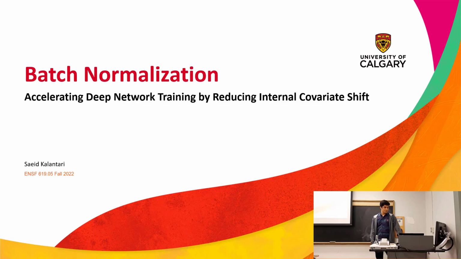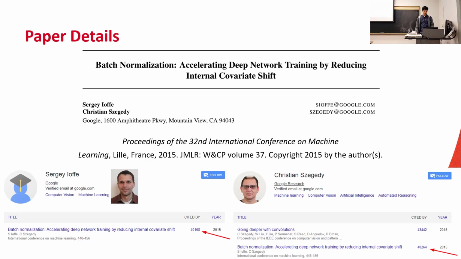Okay, so today's session is about batch normalization, accelerating deep network training by reducing internal covariate shift. So let me just start with the paper details. Batch normalization is written by Sergey Ioffe and Szegedy, and it's published in the International Conference on Machine Learning.